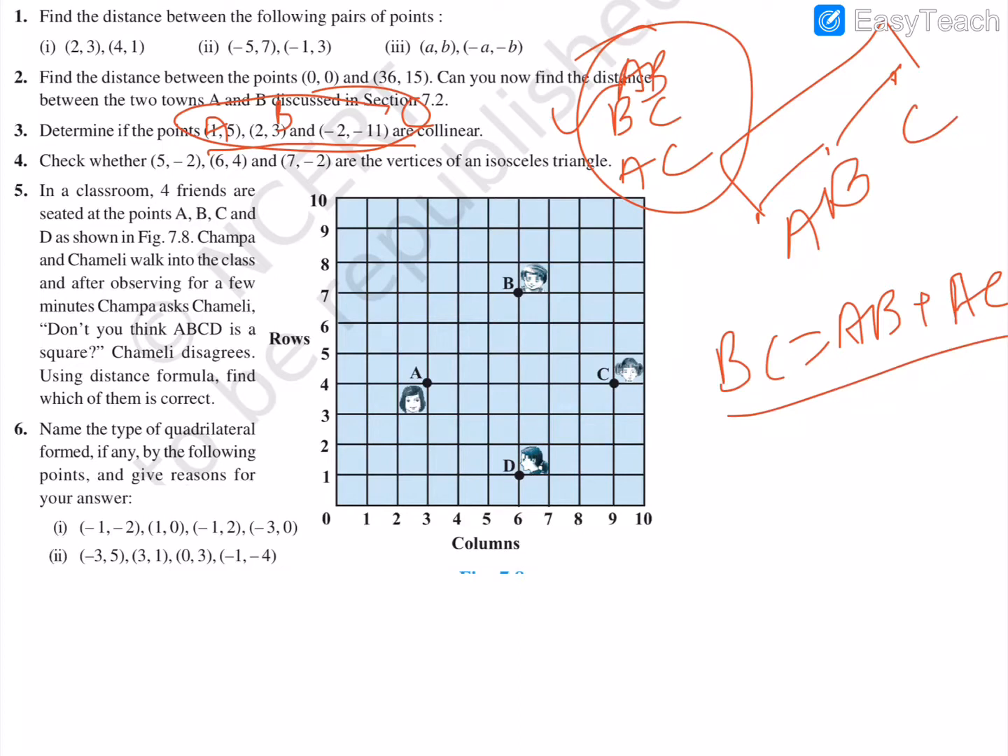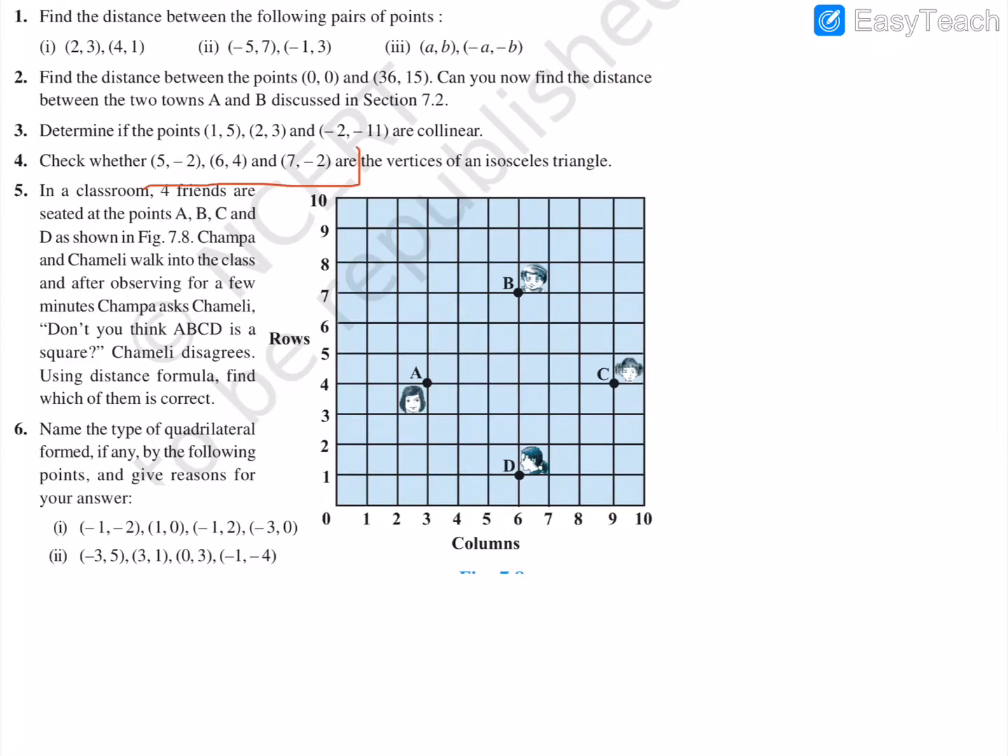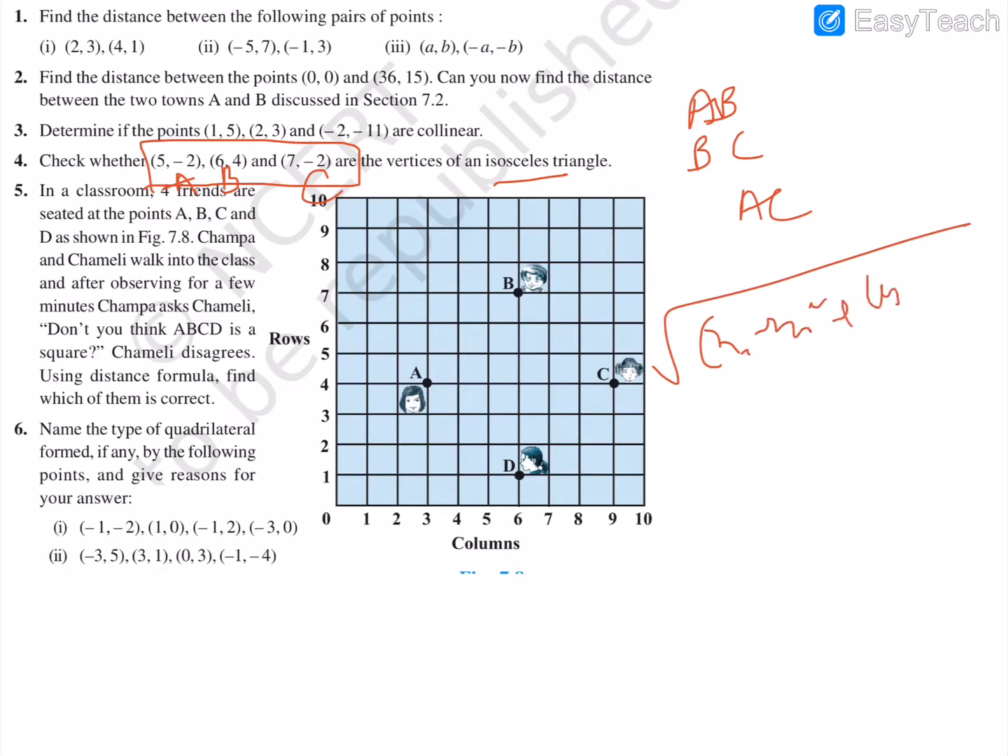Here again, the next question asks to show that these 3 points are the vertices of an isosceles triangle. Obviously, let us take A, B, C and find the distances AB, BC, AC using the formula root of (x1 minus x2) whole square plus (y1 minus y2) whole square. Each time you take two points and find the distance. If you get two distances equal, then you can call it an isosceles triangle. If you get all three equal, then it is an equilateral triangle. If you don't get any two sides as equal, you can say it is a scalene triangle.